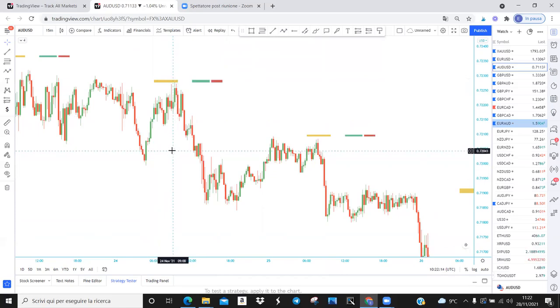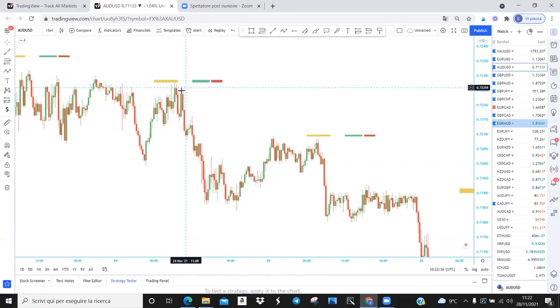I usually do until 9, but just my preference, almost 10 a.m. So from 6 to 10 is your London Killzone. Then you have this space in between the London and New York Killzone. I don't really want to trade during these hours.